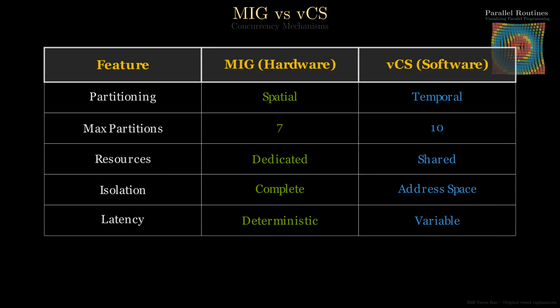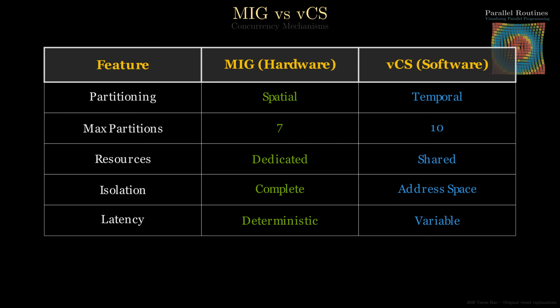The two approaches differ in architecture and behavior. MIG uses spatial hardware partitioning with up to 7 dedicated instances, while VCS uses temporal software partitioning supporting up to 10 virtual machines. MIG provides dedicated compute resources with hardware isolation, whereas VCS shares resources dynamically through scheduling.